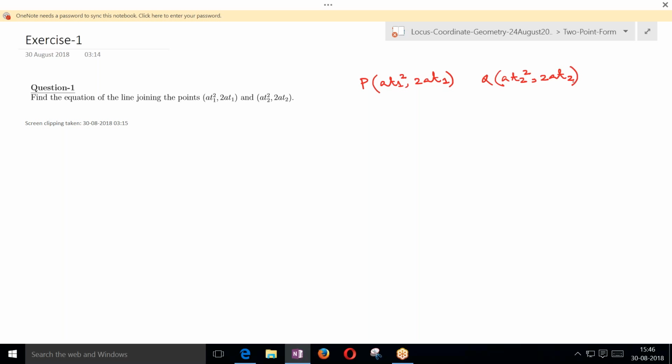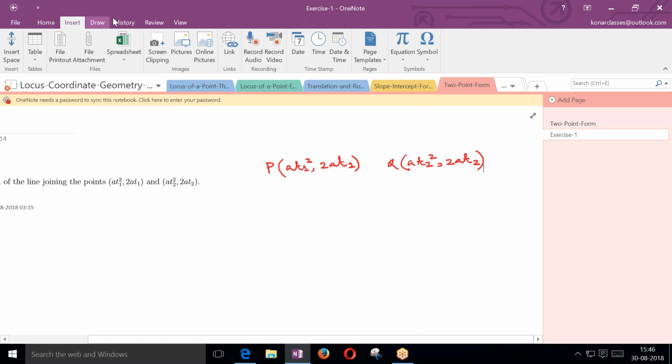Those who are not aware of this, there is a conic section topic called parabola, and this is a parametric form of a parabola. So that we'll discuss when we discuss parabola in detail. Now, these are the two fixed points given to us.